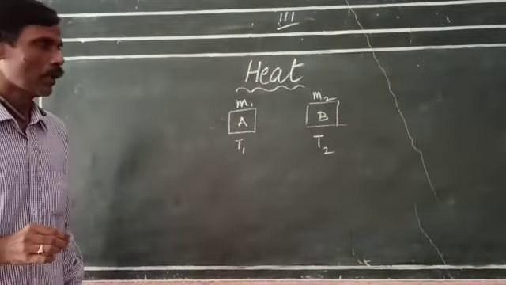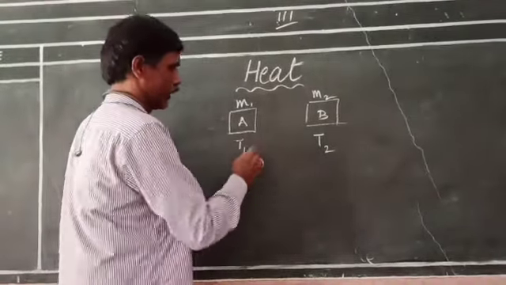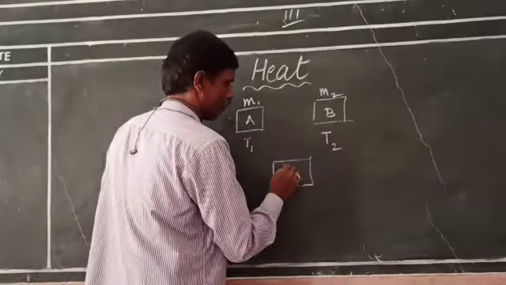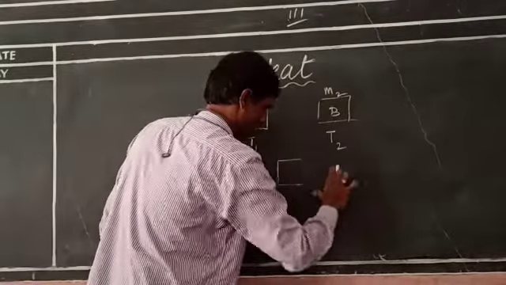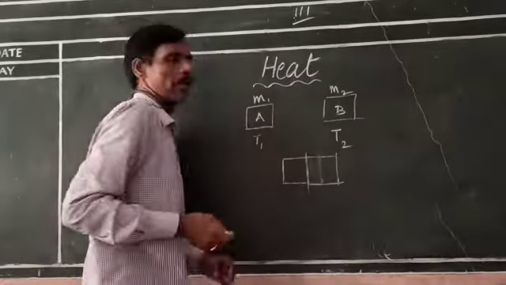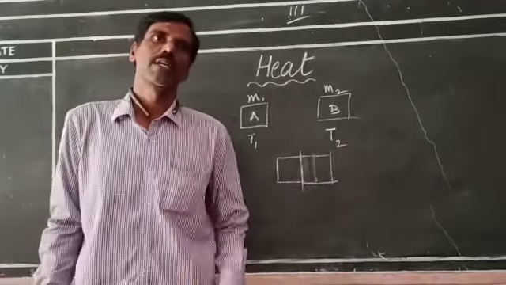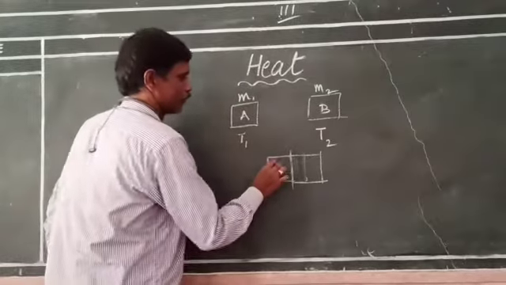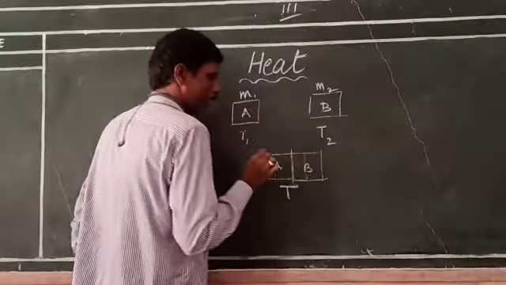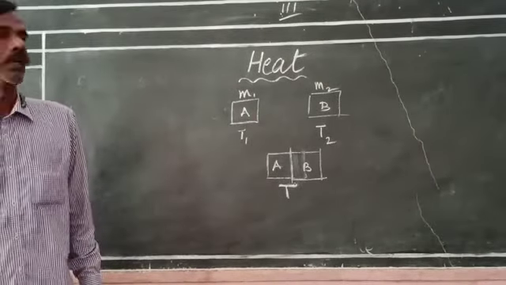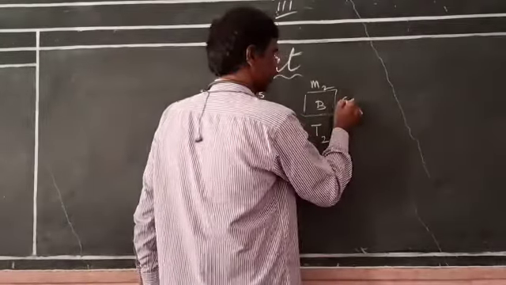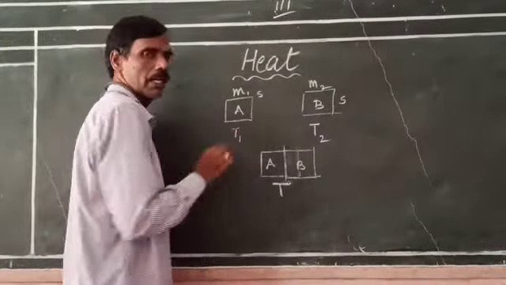Now the specific heat, by bringing the two bodies into thermal contact. Now the temperature attained by both the bodies will be, let us say, T. Now the specific heat of this is equal to S, and the same for both because these two are of the same material.